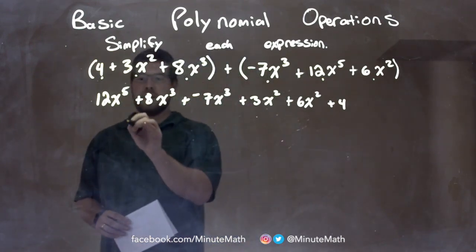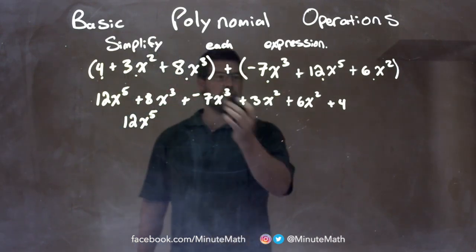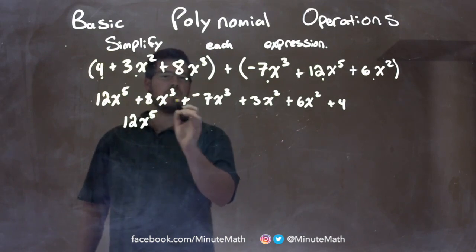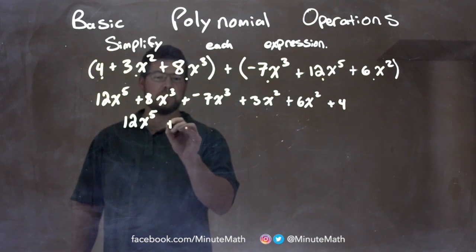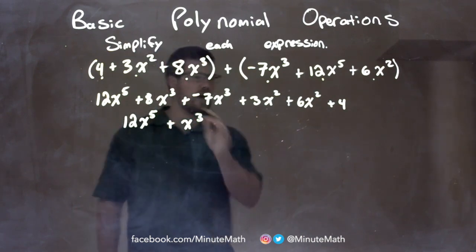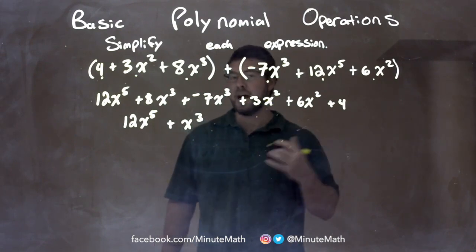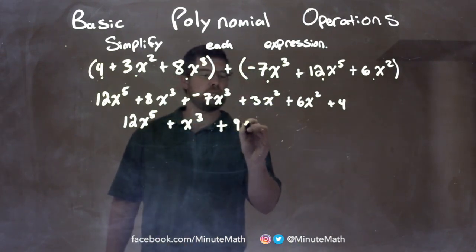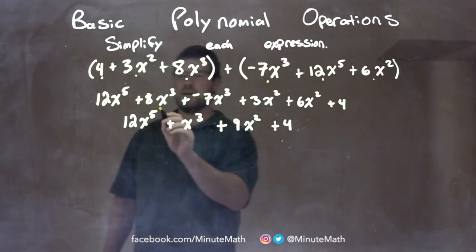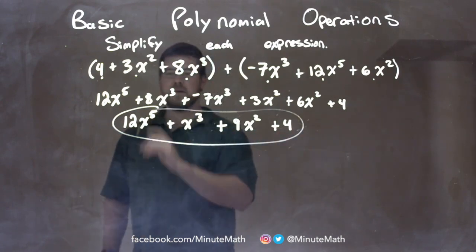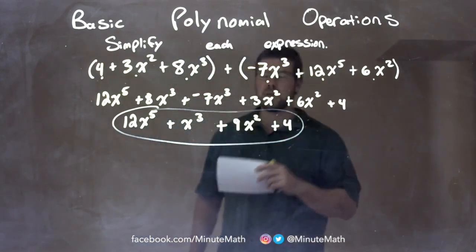So there's nothing to the fifth power, so that just comes down, 12x to the fifth. But then I see to the third power, so I can combine this, right? 8x to the third plus a negative 7x to the third is just a positive 1x to the third. So we have plus x to the third right here. All right, got those. Now we deal with the squareds. 3x squared plus 6x squared is a 9x squared. Got that? And then we just bring down the plus 4 by itself. And there we have our final answer: 12x to the fifth plus x to the third plus 9x squared plus 4.